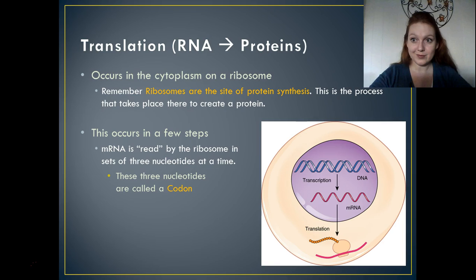Okay, so this also occurs in only a few steps. mRNA is essentially read by the ribosome 3 nucleotides at a time. So we call those 3 nucleotides a codon. So translation reads mRNA a codon at a time, and based on that, we're going to look at the steps here again just a little further.